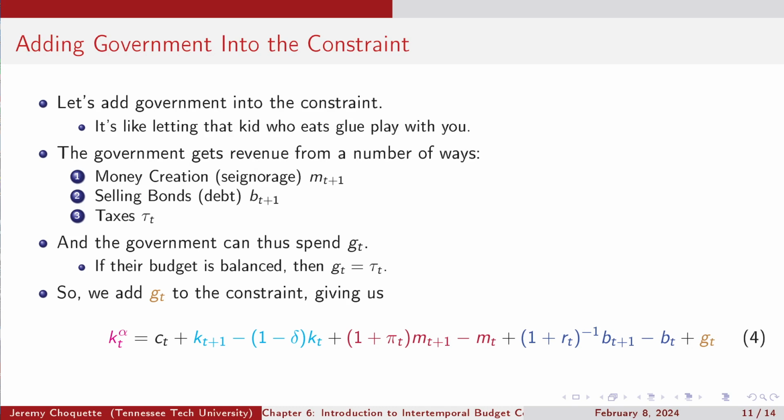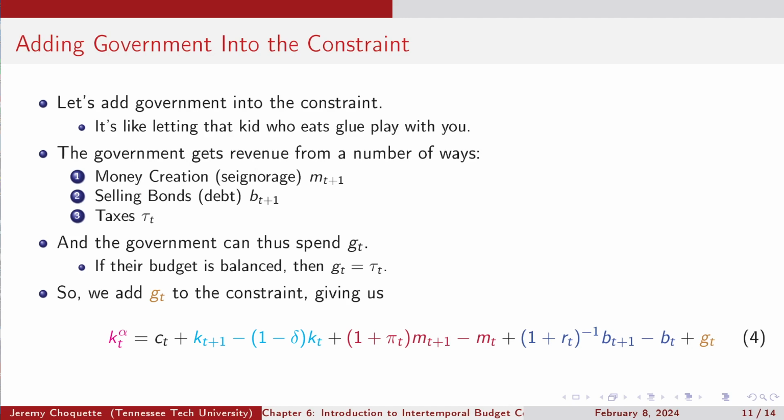The government gets revenue in a number of ways. One, they get revenue from money creation. This is what's known as seigniorage, or M_{t+1}. They get money from selling bonds, issuing debt, taking on debt, which is B_{t+1}. And they get money from taxes. Any one of these three, the government gets revenue. Now, there are costs and benefits to each of these three, so it's not like they can do one as much as they want. Any combination of these will come with a combination of costs, but there's also a combination of benefits from them.